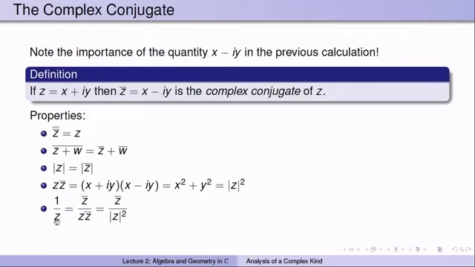And that means we can rewrite the formula for 1 over z. 1 over z now becomes multiplied top and bottom by z conjugate. So z times z conjugate in the denominator, and z conjugate in the numerator, and the denominator simplifies to length of z squared. So 1 over z is the conjugate of z divided by the length of z squared.